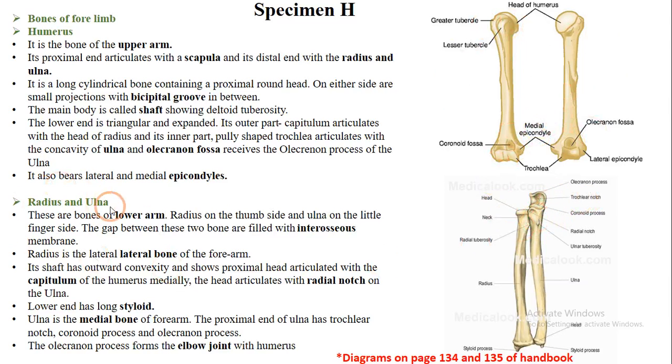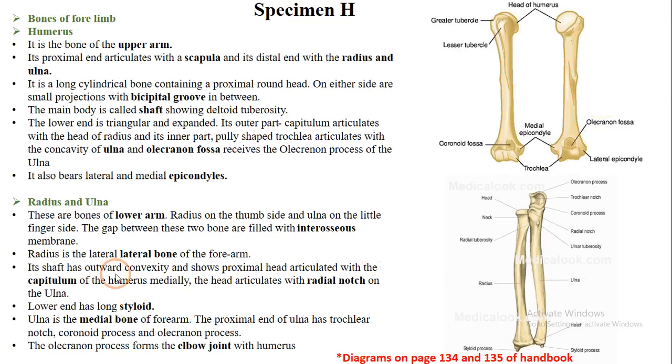And it also bears some lateral and medial epicondyles. If you can see, there is this epicondyle present over here and the epicondyle present over here. So these are the two sides of the humerus bone.